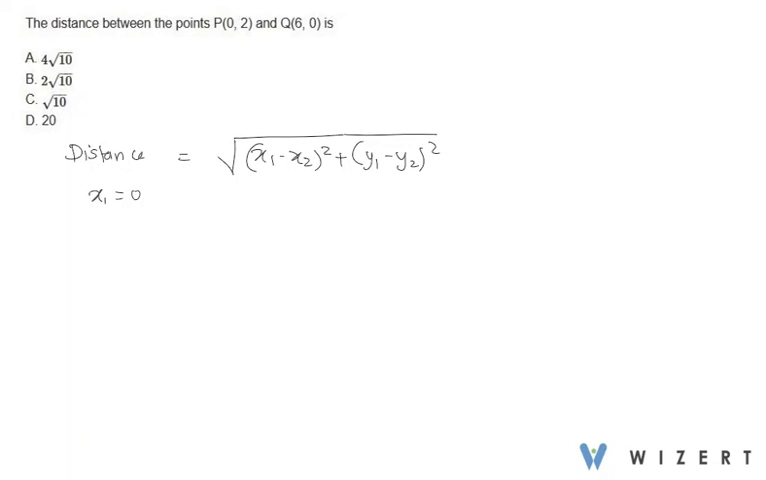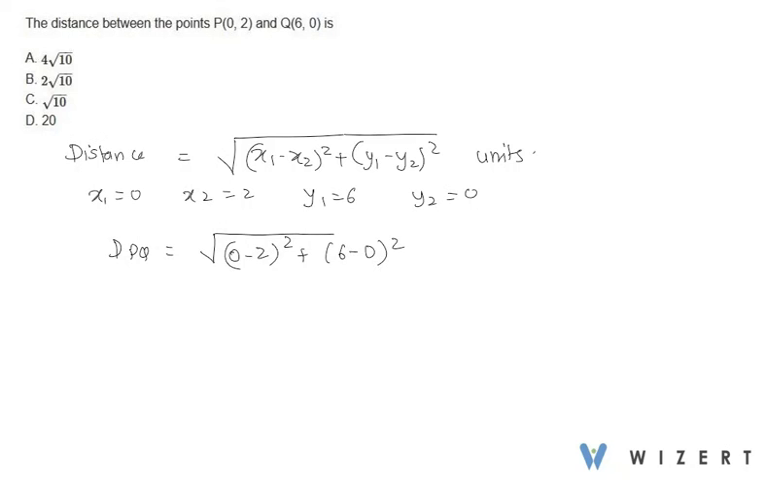Here x1 is 0, x2 is 2, y1 is 6 and y2 is 0. By simply putting these values in the above formula, we can calculate the required distance. This is in units. So dPQ is equal to the square root of (0 minus 2) whole square plus (6 minus 0) whole square. So that will be 0 minus 2 is minus 2, and minus 2 whole square is 4.